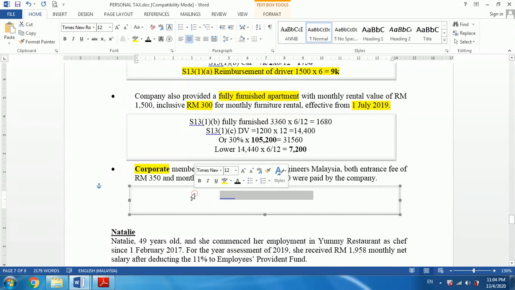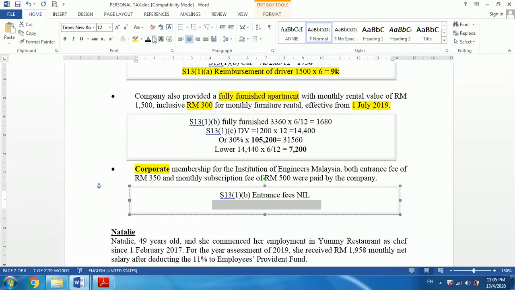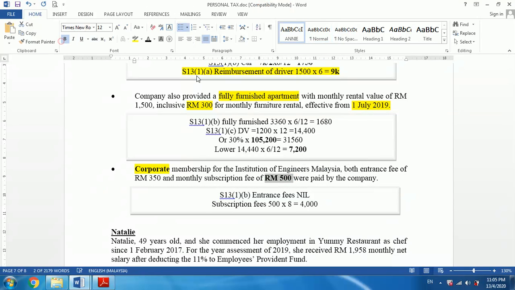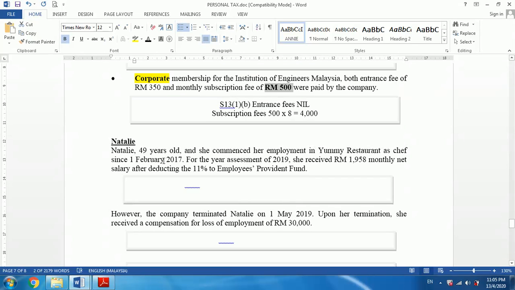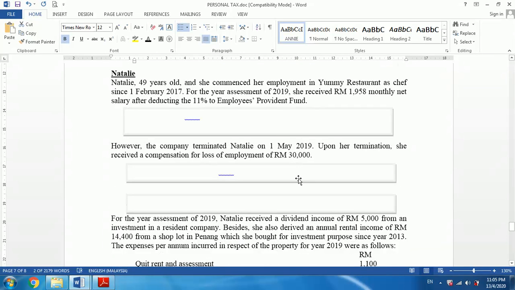So in such a case, you receive a benefit. This is under 13(1)(b). And for 13(1)(b) corporate membership, entrance fees are exempted. Subscription fee is taxable. So use 500 times 8 months because he only joined since May. The Natalie parts I will do later when I'm doing the tax computation for Natalie.